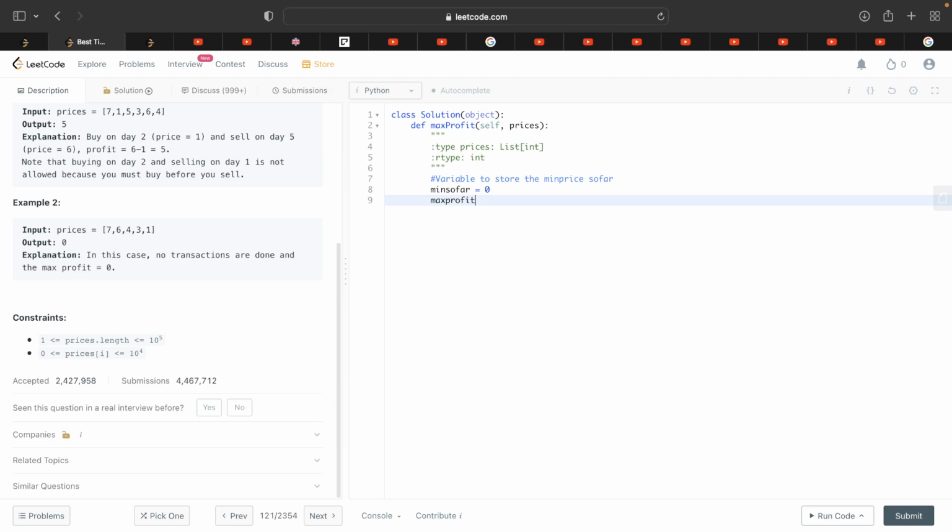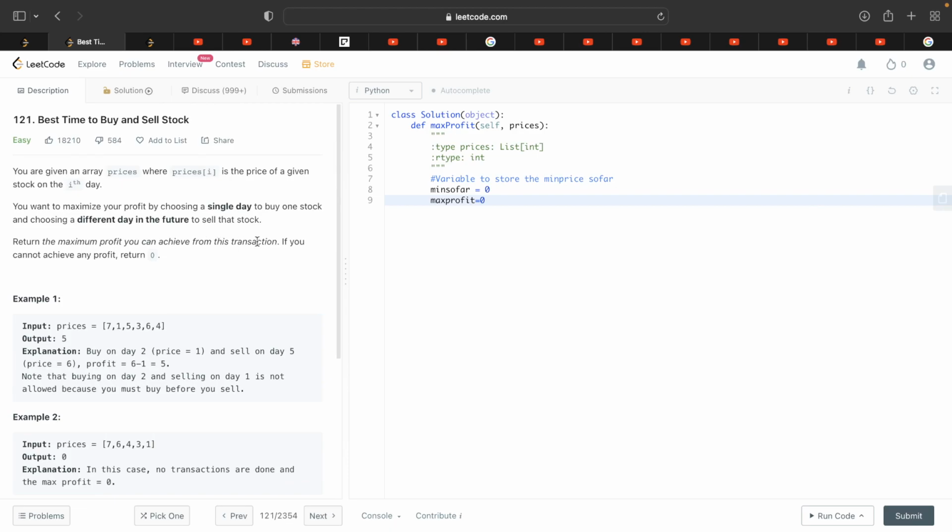And then our max profit. For the max profit, you can make it negative infinity, or you can make it 0, because on the first date, you obviously haven't bought anything, so you have 0 profit, right? But you can always initialize it to negative infinity, whatever. And they told us that if you cannot achieve any profit, return 0. So if we cannot achieve any profit, we'll simply return this, right?